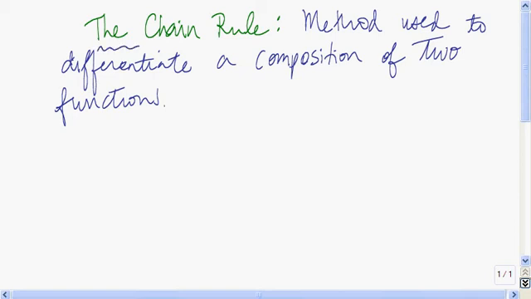Alright, in this video I'm going to show you how to use a method of differentiation called the chain rule. This technique is used to differentiate a composition of two functions. So let me quickly review that notion.